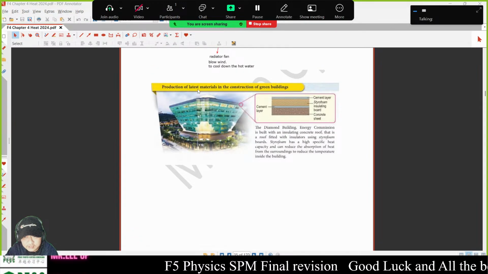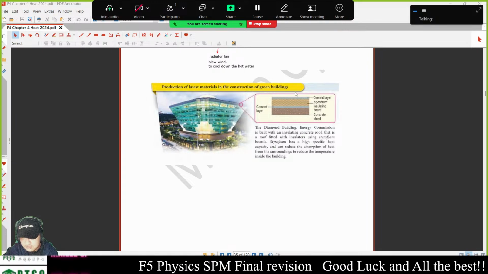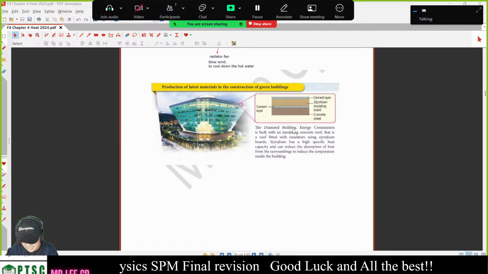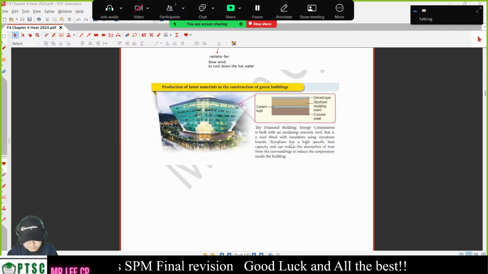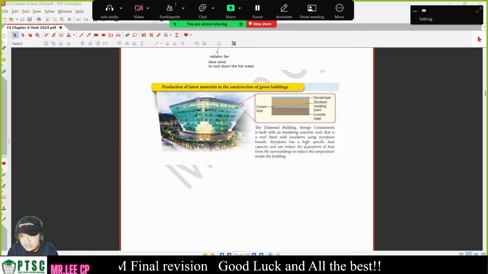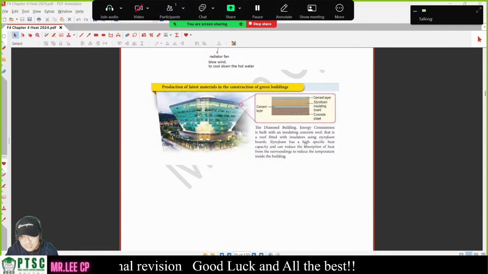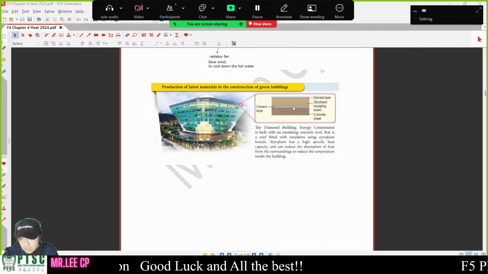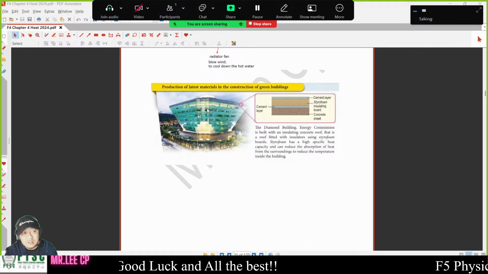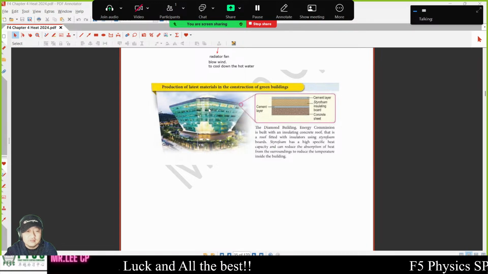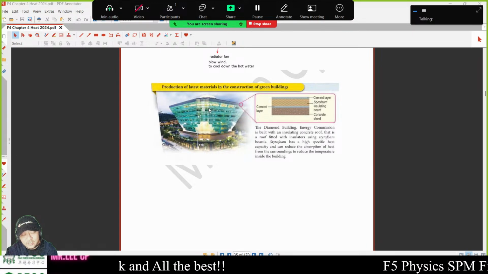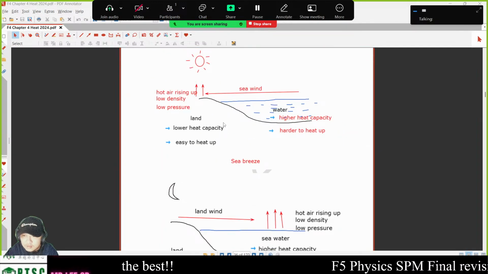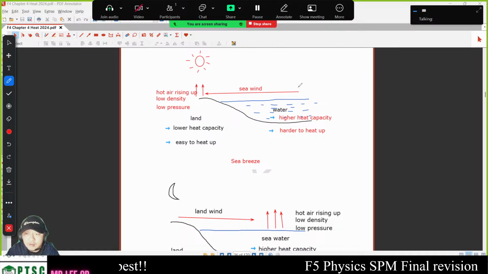Now, the production of the lattice material in the construction of green building also. This one, we call this the Diamond Building in KL. Because they are using styrofoam, so high heat capacity for the roof there. So styrofoam is here, so the building will not get hot easily, so you don't need to turn on the aircon even on a hot day. Okay, and then this one might come out. If it comes out, it can come out for 4 marks.